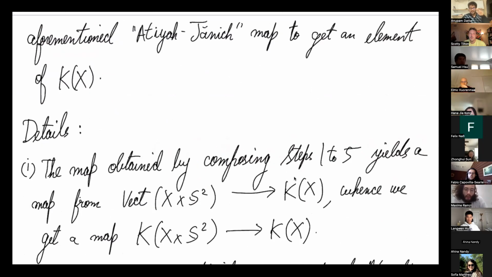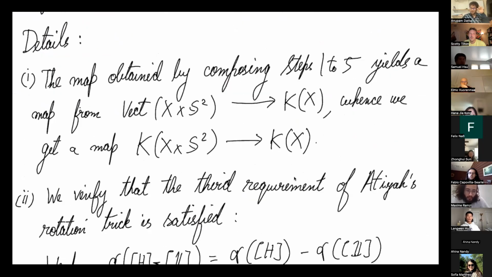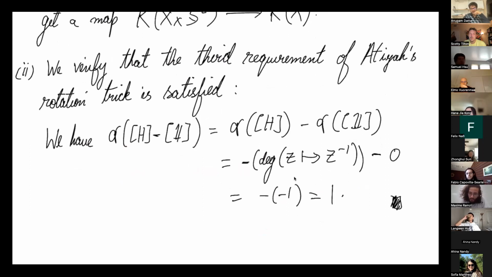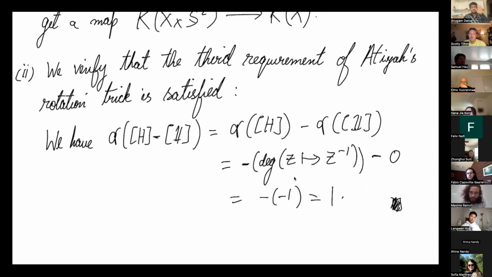There are again some checks to do, which I am not doing right now, except for Atiyah's rotation trick and the last point, which required that when X is a point, this map alpha sends the Bott element to 1. That is indeed the case if you use the fact that alpha is additive, and that the degree of this map is -1. Then you do get that alpha sends this class of H to 1. And this was a very brief idea of what Atiyah tried to do in this paper.